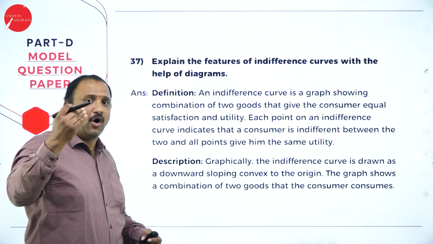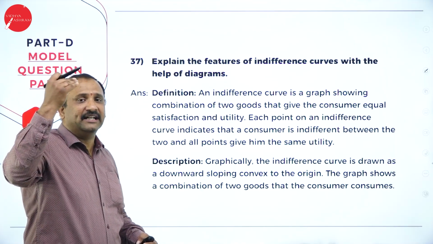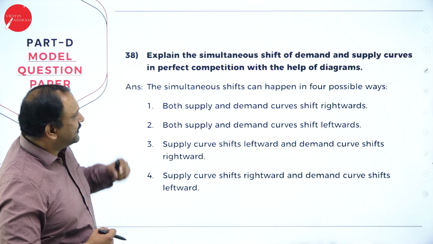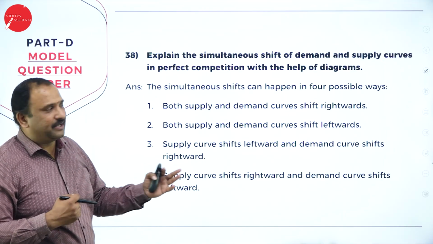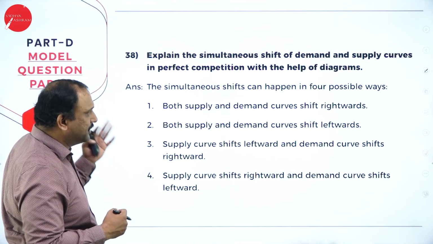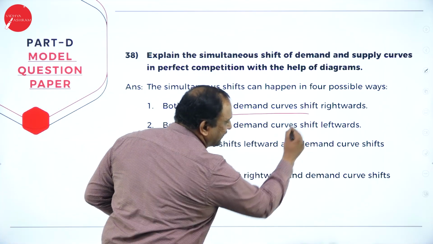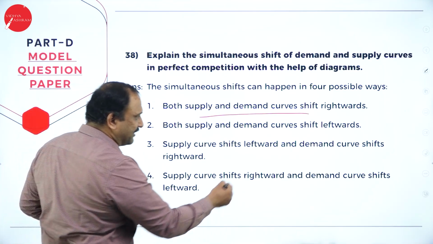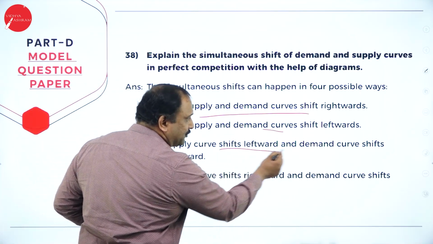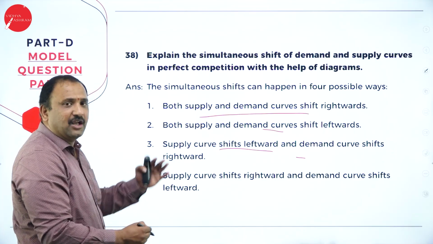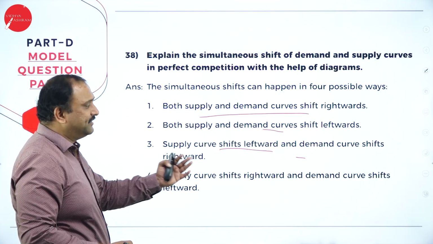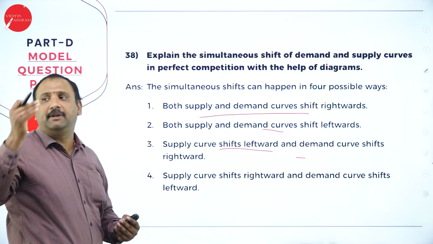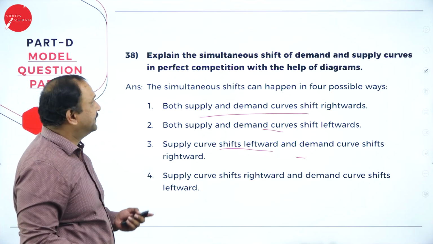It is always on the higher end, and the higher the indifference curve, the satisfaction level also goes up. Now, the next one is the simultaneous shift in demand and supply, which we were talking about. So both the supply curve and demand curve would shift rightwards. There'll be one more situation where they shift leftwards, one shifting on the left, one shifting on the right. Similarly, one shifting rightwards and the demand moving towards the leftward. So you will have 4 possible combinations altogether.